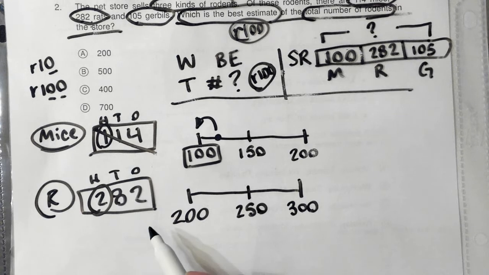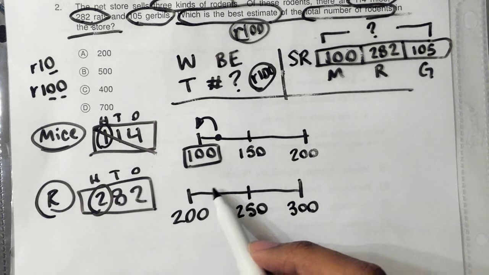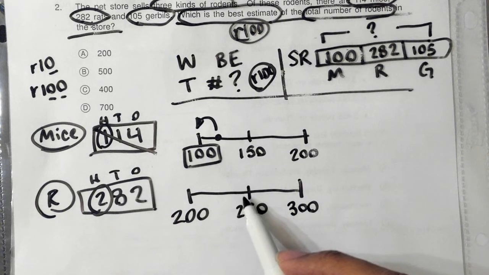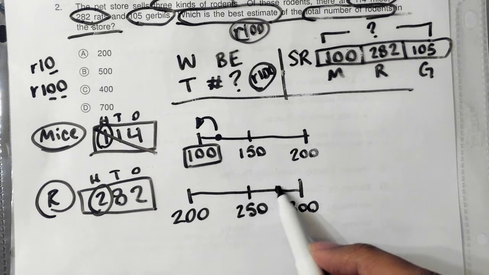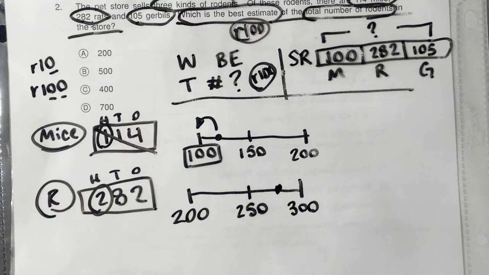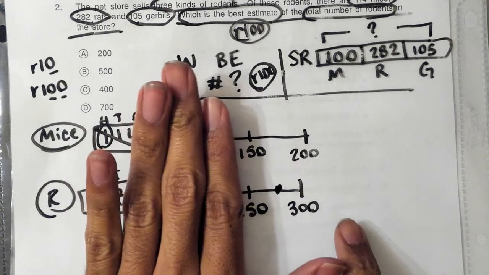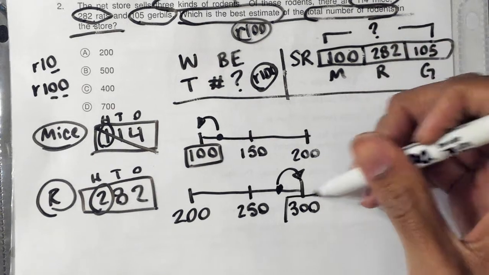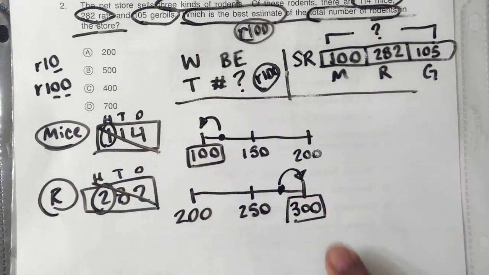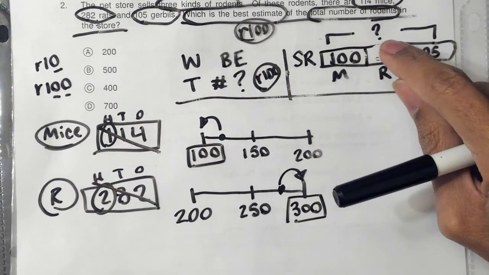282, where should that go? So there's 200, 210, 220, 230, 240, 250, 260, 270, 280. So it should be somewhere around here. What is that closer to, 200 or 300? Since it's on this side of the midpoint, it's closer to 300. So 282 rounds to 300, and I need to change that in my strip.